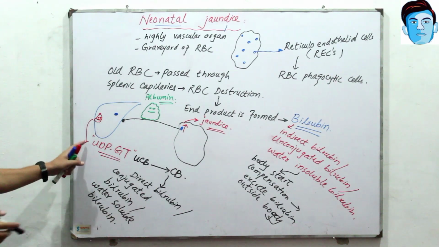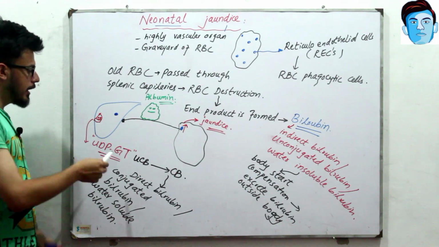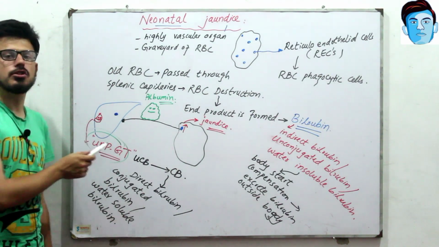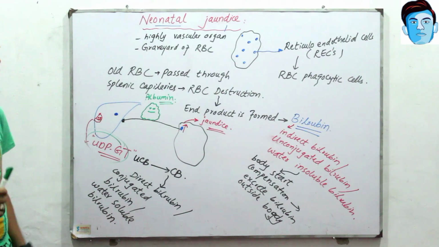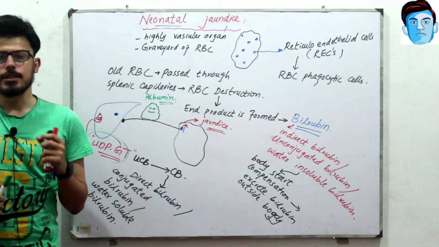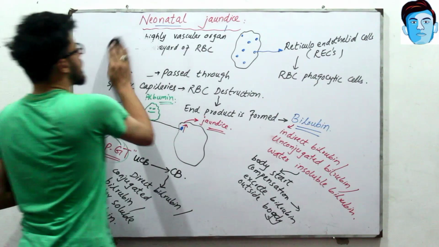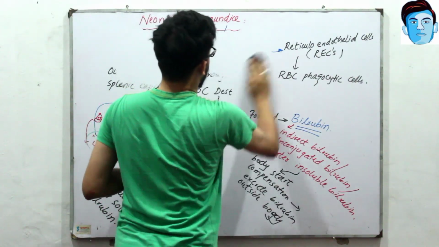So the major function of this UDP-GT is very important. This UDP-GT is responsible for converting the unconjugated form of bilirubin into the conjugated form of bilirubin. Now, how is the bilirubin actually excreted from the body? Let's discuss the excretion of bilirubin.